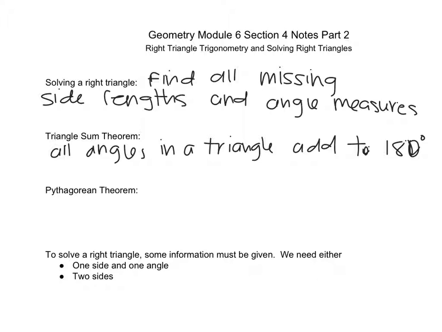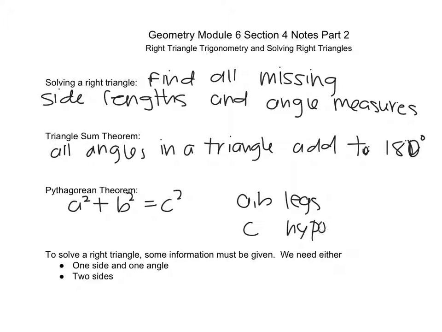And the second one being the Pythagorean theorem. So a squared plus b squared equals c squared, where a and b are legs of our right triangle and c is the hypotenuse.